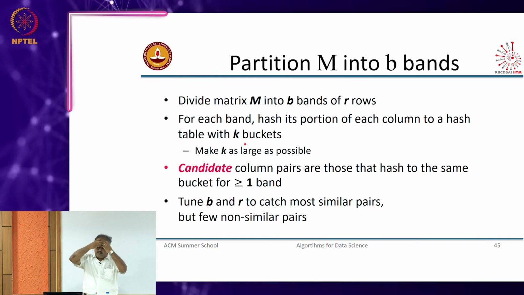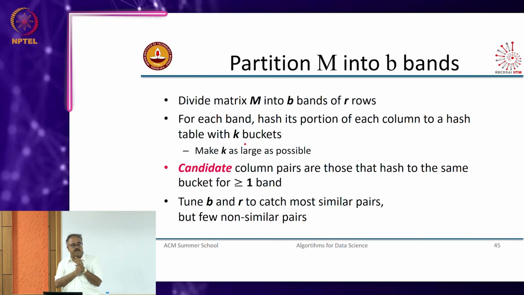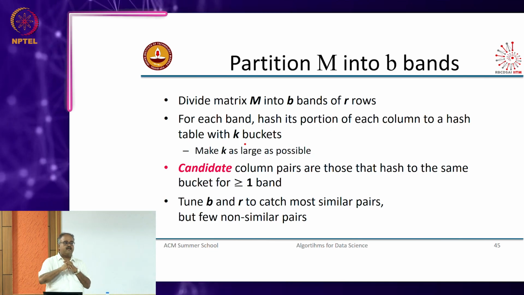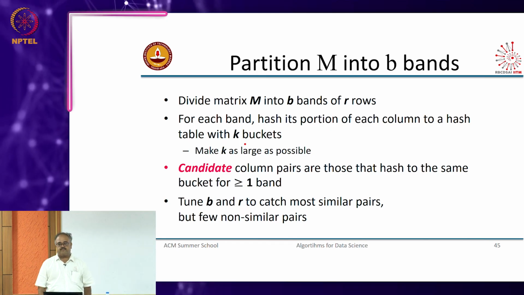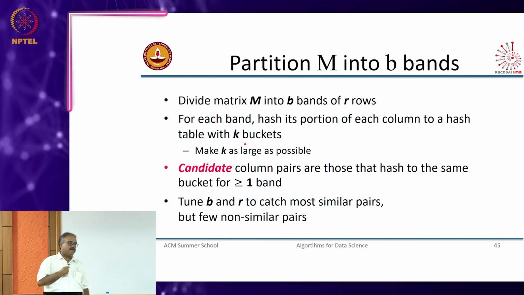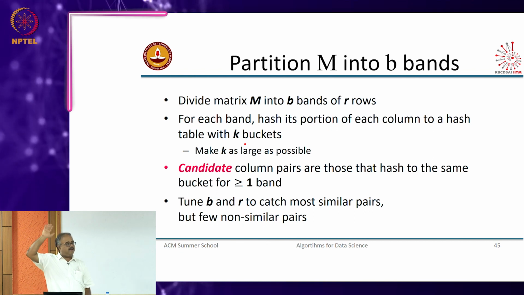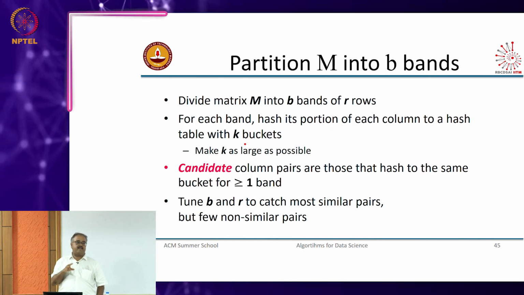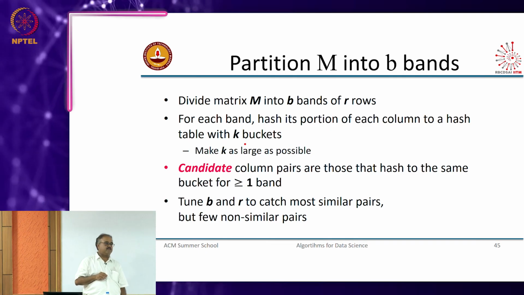So you have your B and R that you can choose. You have the maximum number of rows that you can choose, and you have your B and R that you can choose. And you choose your B and R in such a way that you push the two probabilities as much as possible, right? The probability that you will accept a pair that is greater than 0.8 similarity, you want to keep that as high as possible. And the probability that you will accept a pair that has a very low similarity, you want to keep as low as possible, right?